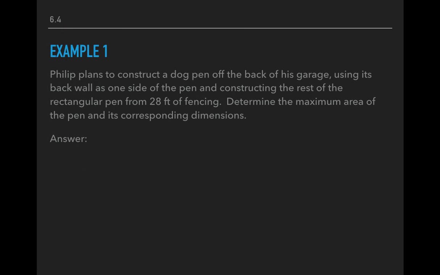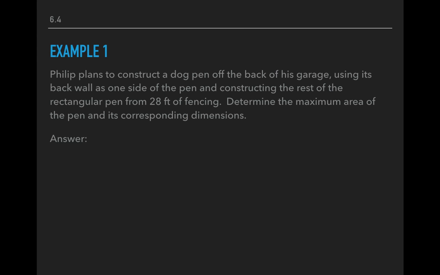Here's our first example. In this first example, Philip plans to construct a dog pen off the back of his garage, using its back wall as one side of the pen and constructing the rest of the rectangular pen from 28 feet of fencing. We want to determine the maximum area of the pen and its corresponding dimensions.